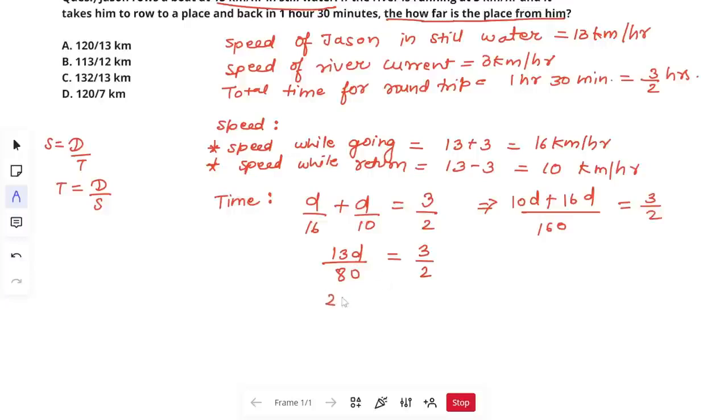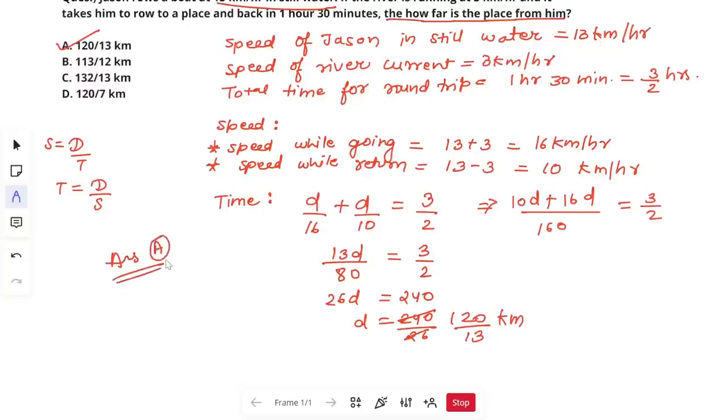So this 2 will multiply there, which is going to be 26d, and this 80 into 3 will be 240. Now d will be 240 divided by 26, and if we cancel this by 2, it will be 120 divided by 13. Distance is in kilometers, so we will write kilometer. Let's see if we have that option. Yes, option A is this one. The correct answer of this question is option number A. Hope you have understood it.